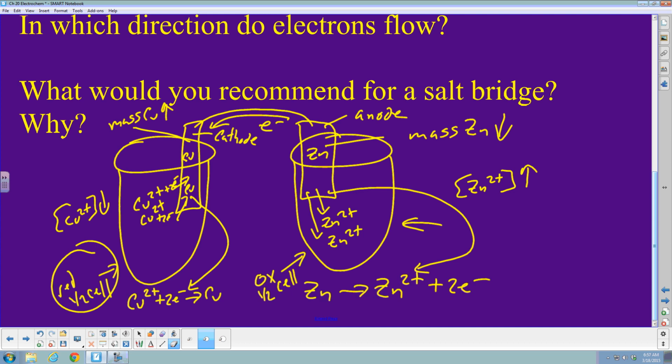And the last thing I need to do, I need to add my salt bridge. And I'm going to go with potassium nitrate. That's so I do not build up a positive charge over here, and I do not build up a negative charge over here. So my potassiums will float over here to keep my charge balanced in my reduction half cell, and my nitrates will flow over here and keep my charge balanced in my oxidation half cell.